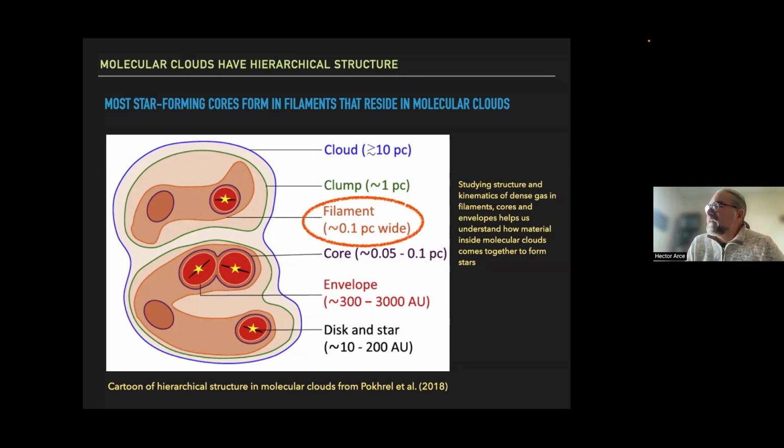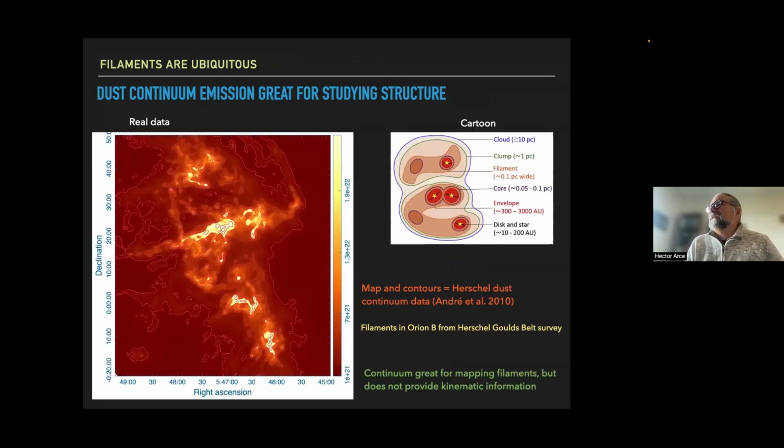So let's start with the filament scales. Here's a dust continuum map of a cloud in Orion B. This is near, I believe, the Horsehead Nebula, which is somewhere around here.